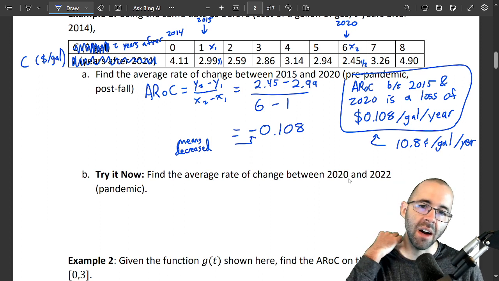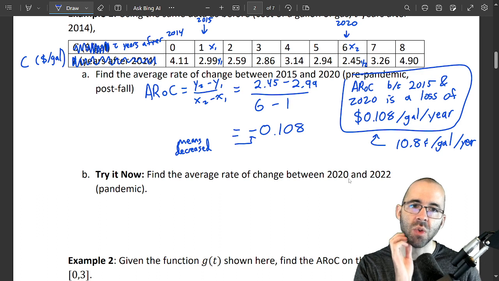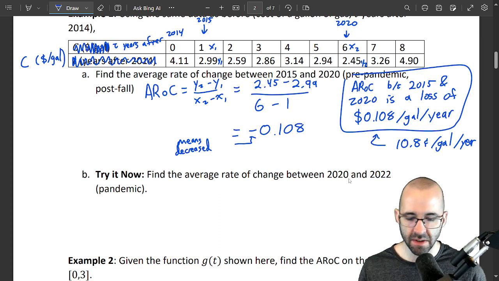So pause the video now and try to find the average rate of change between 2020 and 2022. Should be very similar.